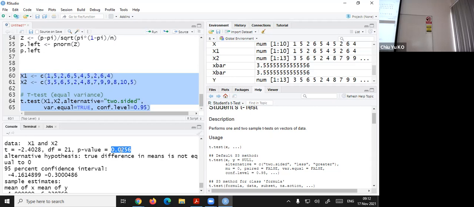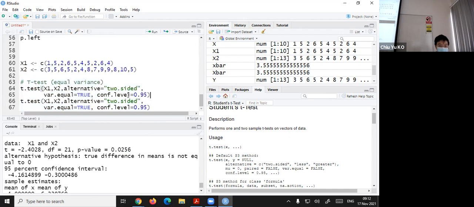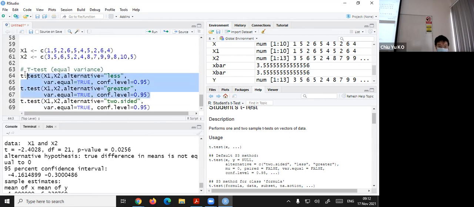So you can also do the left, greater or less. You can do the same thing. Instead, you do left. And then you can do the same thing with greater, or less and greater. This gives you the other result.